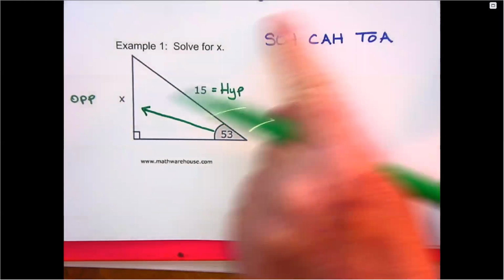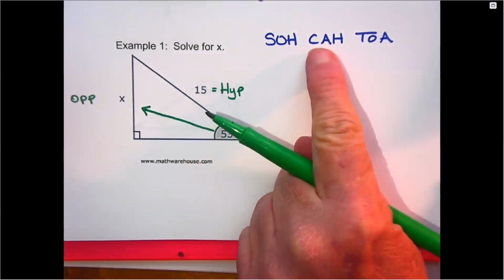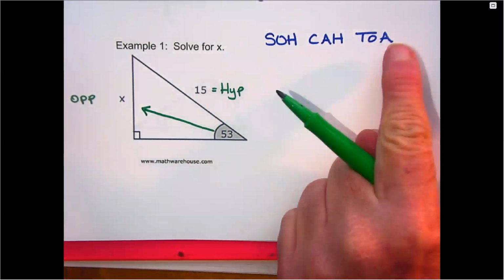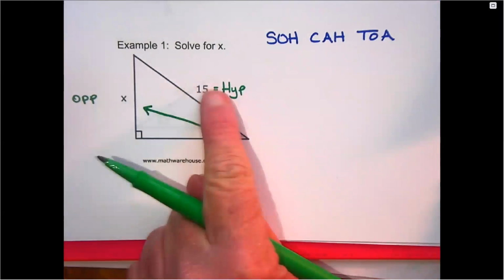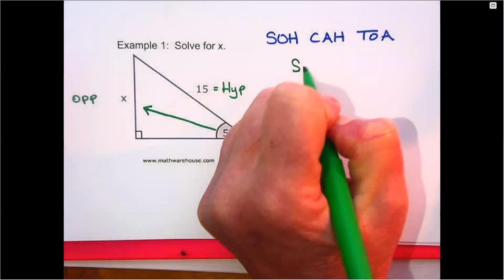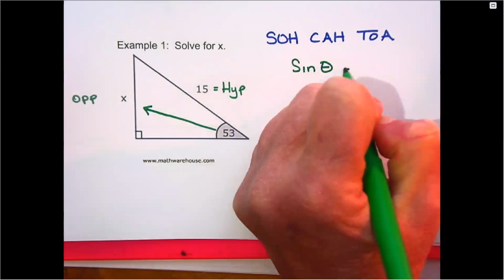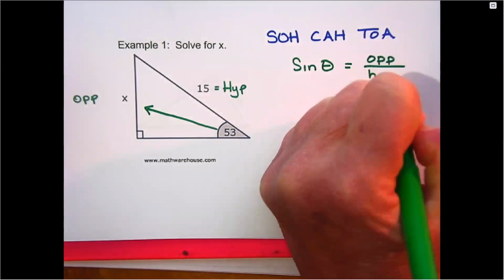So let me look up here at my choices. Sine is opposite over hypotenuse, cosine is adjacent over hypotenuse, and tangent is opposite over adjacent. So which one deals with O and H, opposite and hypotenuse? That's sine. So I'm going to write that down. The sine of an angle is the opposite side over the hypotenuse.